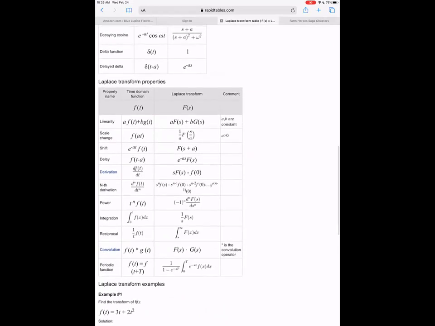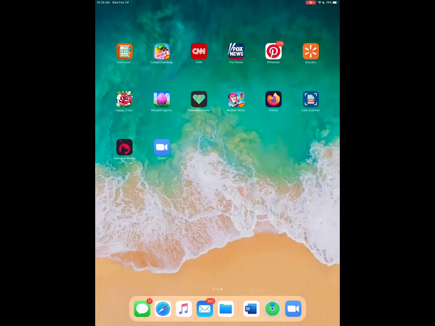Here we go, right here. And I'm sorry, I can't mark on this. The pencil won't work. But if you look at this property called delay, we refer to that in EE as a time shift property. So if you look at the property called delay, this is the property that I just used. And your book has a couple of pretty good tables.